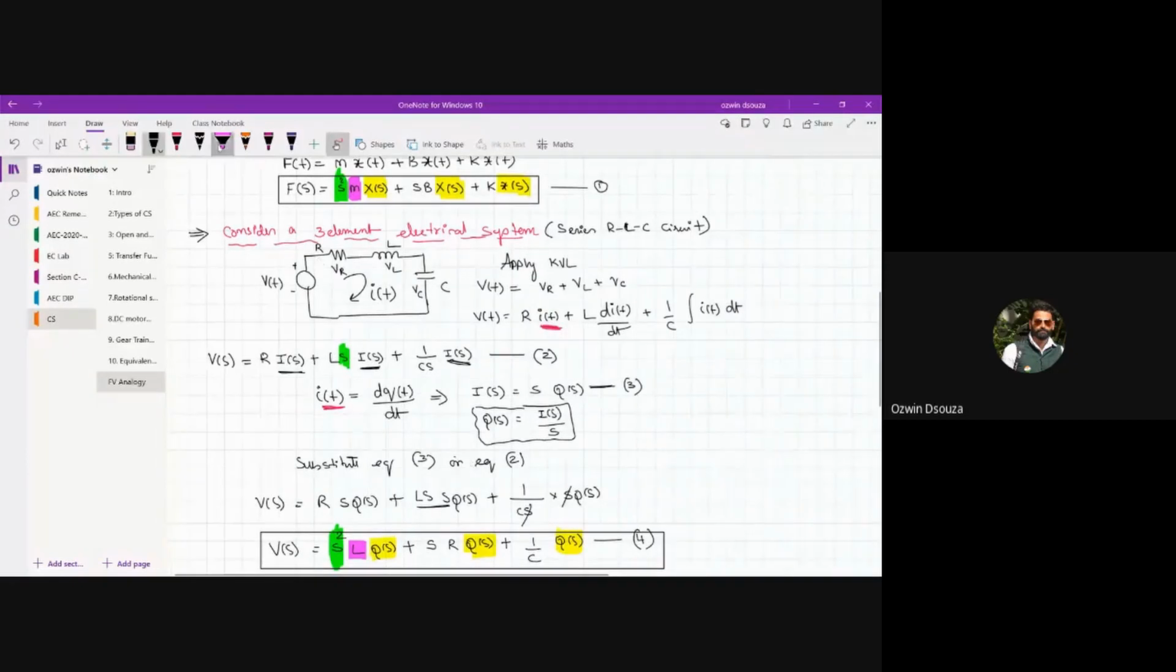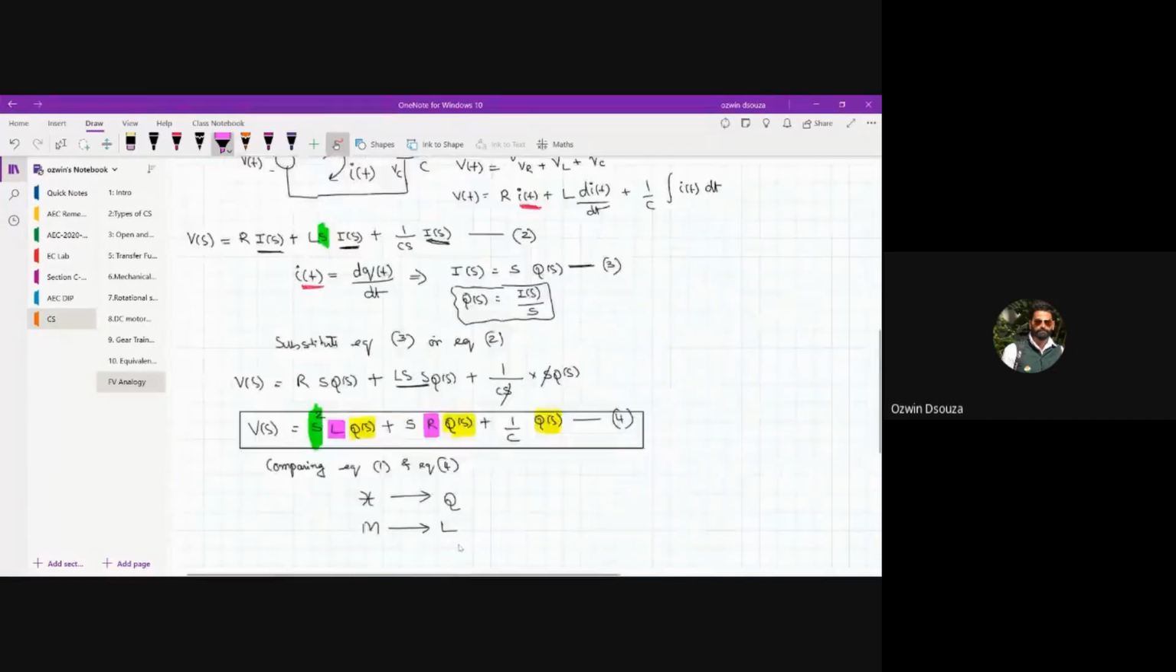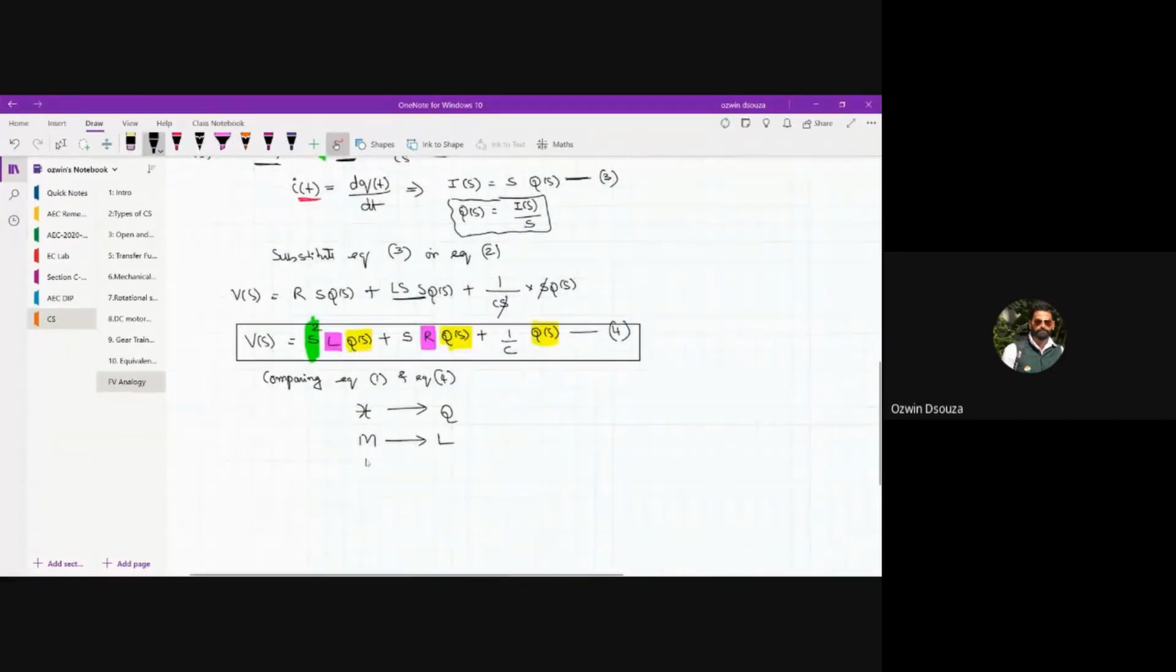So similarly, you can look at the coefficient of S to the power 1 in equation 1. What is it? It is friction B. On the other hand, in electrical system, the coefficient of S to the power 1 is resistance R. So counterpart of friction is resistance. Okay. Similarly, the counterpart of spring constant is reciprocal of capacitance.